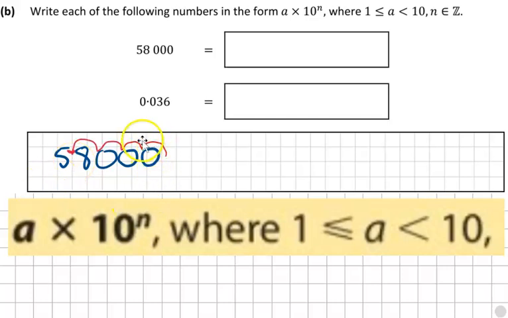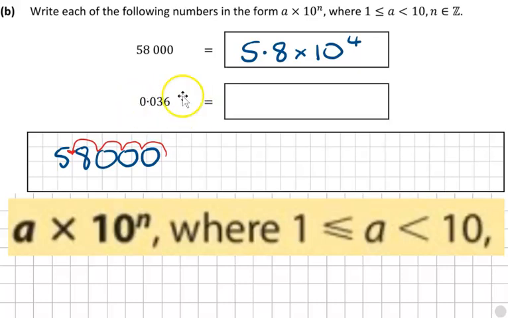So we move it 1, 2, 3, 4 times. So we're going to have 5.8 now, and it's going to be multiplied by 10 to the power of 4 because we moved the decimal place 4 times. So we get 5.8 times 10 to the power of 4.